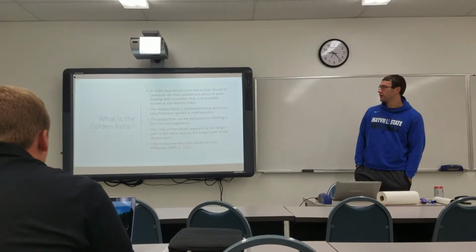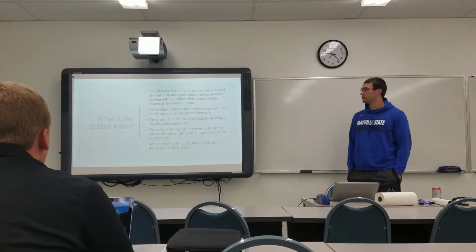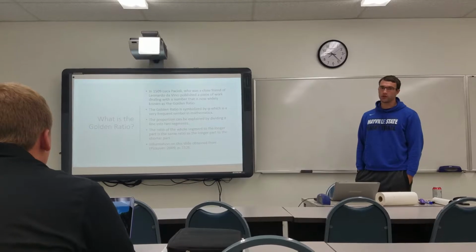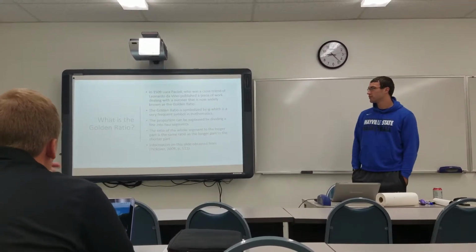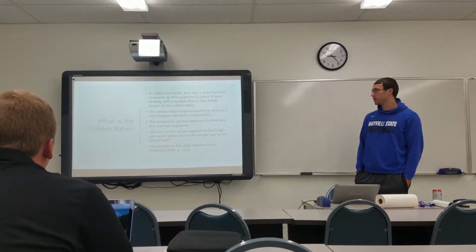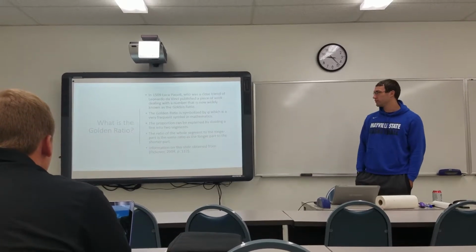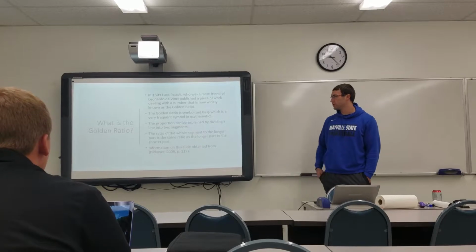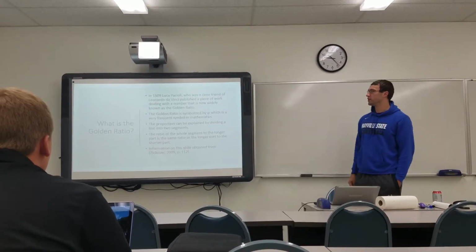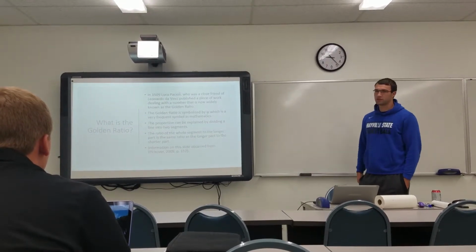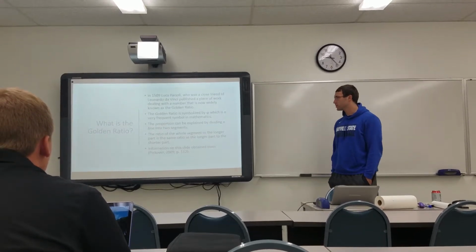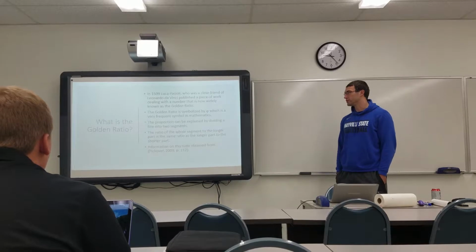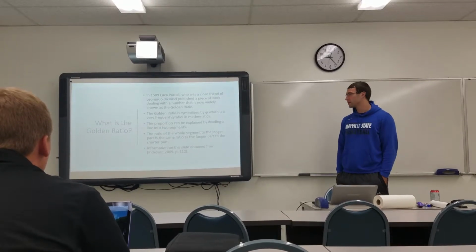In 1509, Luca Pacioli, a close friend of Leonardo da Vinci, published a piece of work dealing with this number that is widely known as the golden ratio. The golden ratio is symbolized by phi, which you can see there. I've seen a couple of different symbols or variations of that, but that is what I've seen most. And we frequently see that in mathematics.